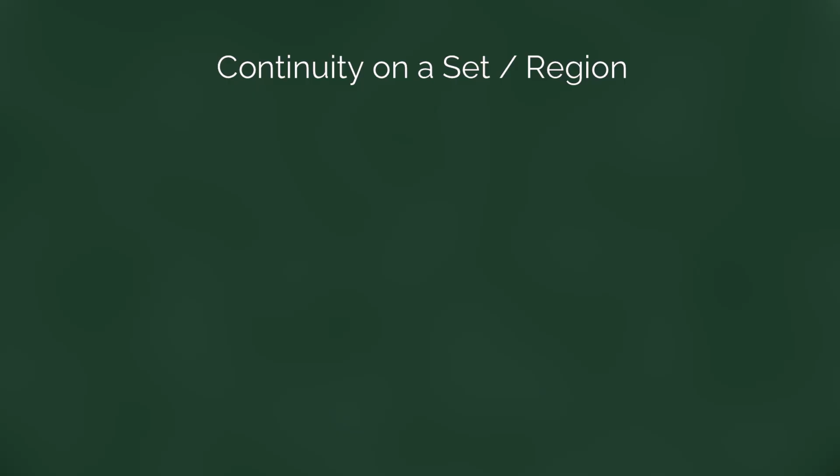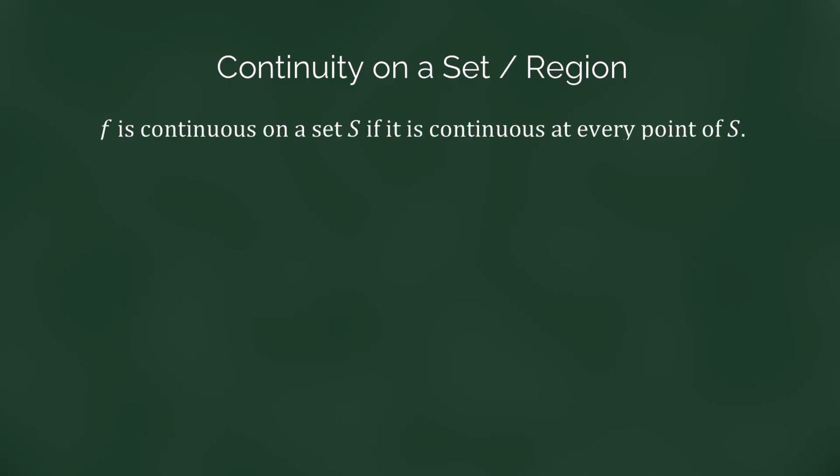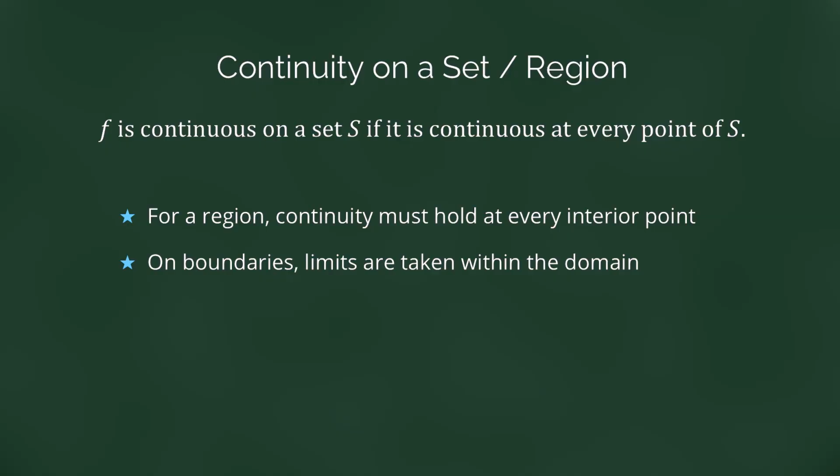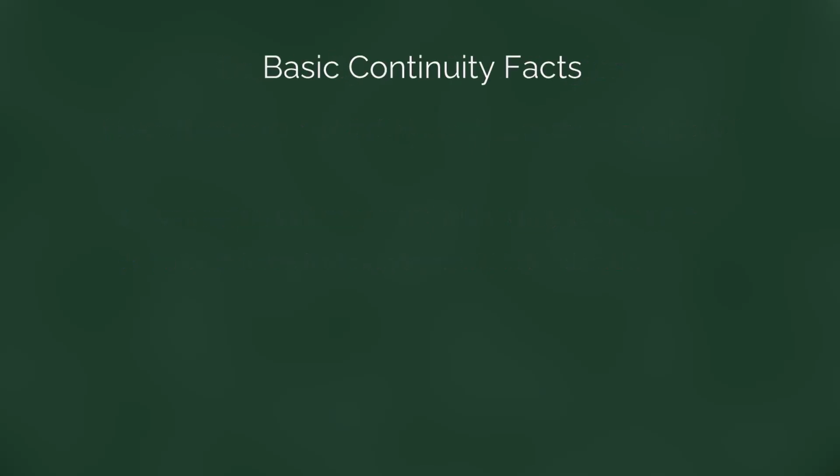Once we've established continuity at a point, we can think about continuity on a set or on a region. So we'll define f as continuous on a set S if it's continuous on every point of S. So for any given region, continuity must hold at every interior point. And if we look at the boundaries, we're going to examine those limits by taking paths that are along the domain of the function.